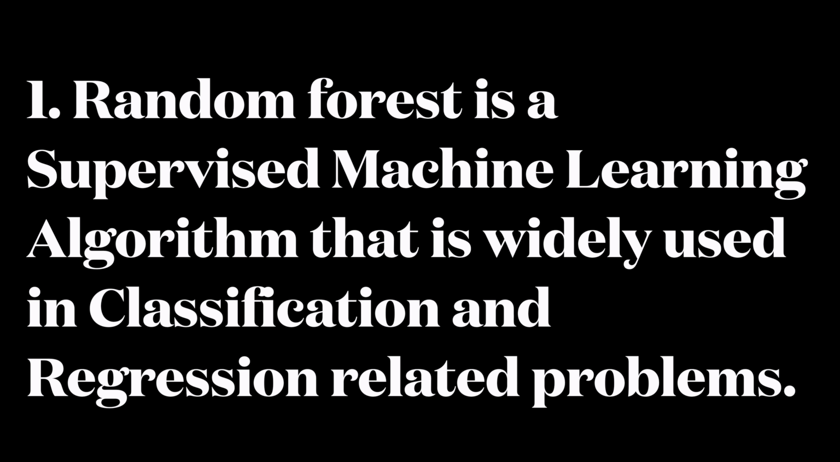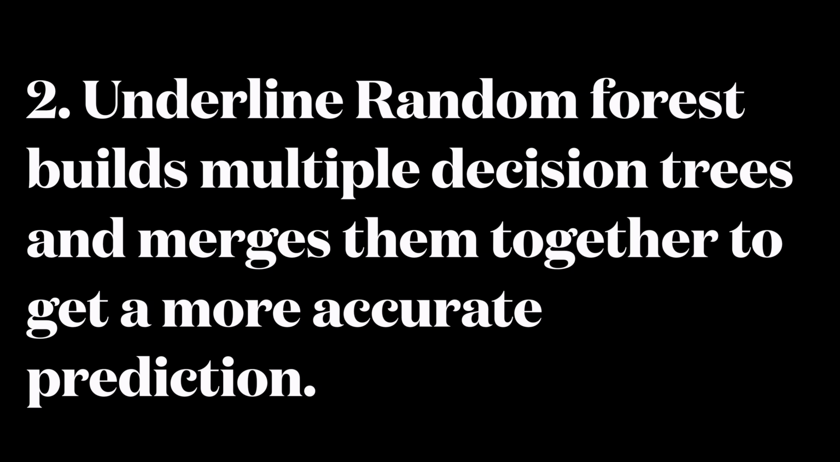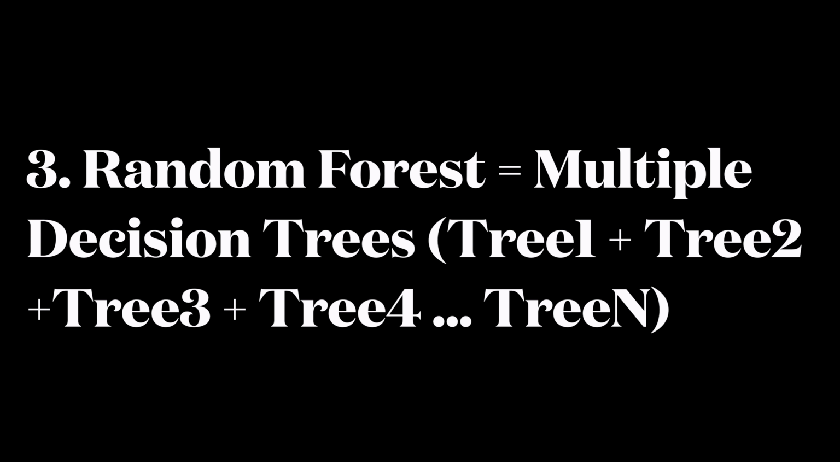Random forest is a supervised machine learning algorithm that is widely used in classification and regression problems. Point number 2: random forest builds multiple decision trees and merges them together to get more accurate predictions. So random forest is not a single tree, it's a combination of multiple decision trees. Random forest equals tree 1 plus tree 2, tree 3, up to tree n, which means the output of the random forest is not from a single tree, it's a combined output from all the trees.